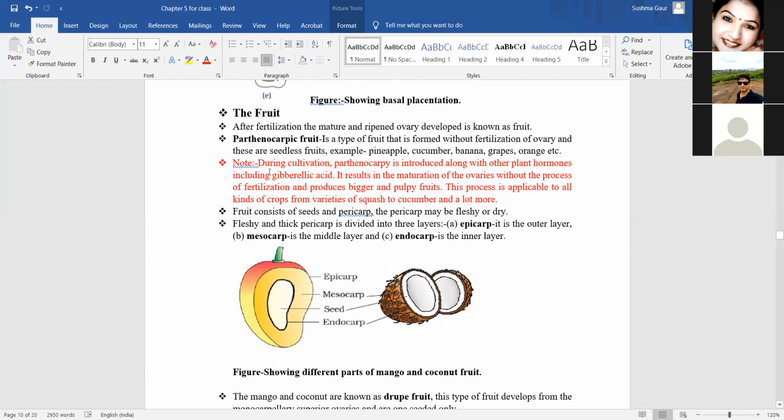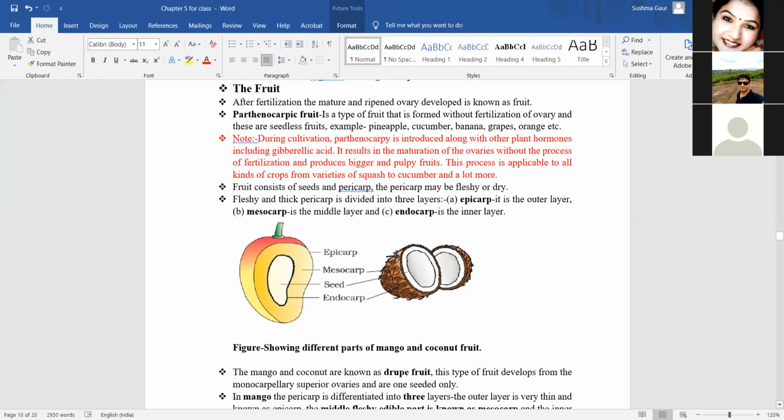A question is asked, it's a very common question: what are parthenocarpic fruits? So you should know its examples also. Examples are pineapple, cucumber, banana, grapes and oranges. Okay, ma'am.